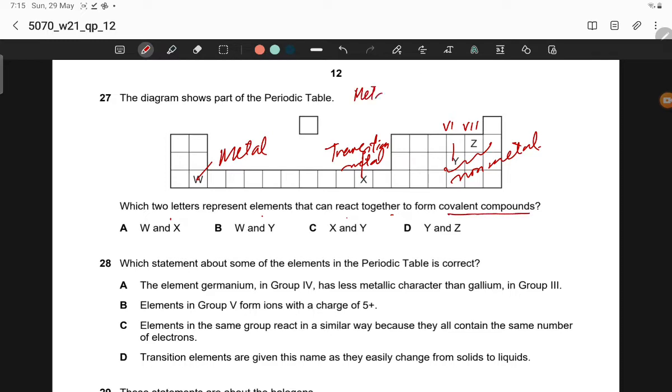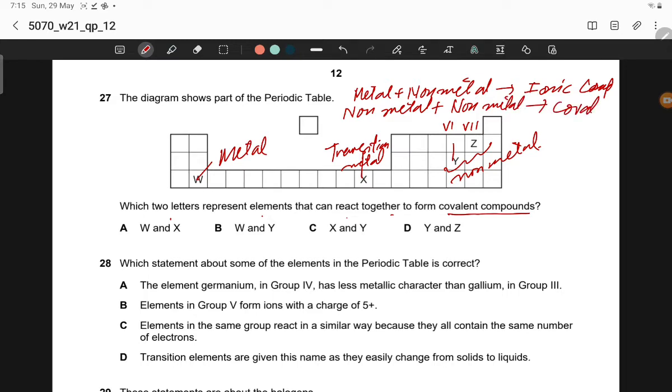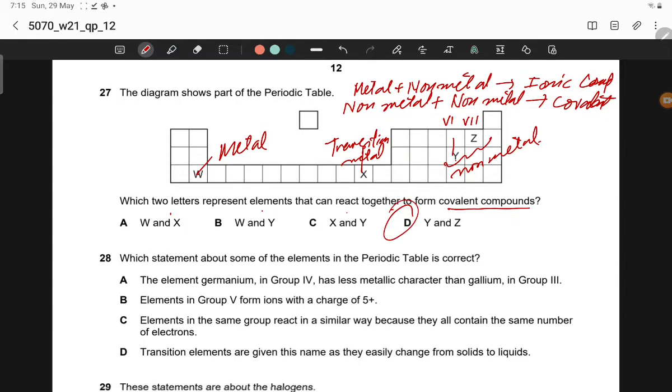Metal plus non-metal forms ionic compound, while non-metal plus non-metal forms covalent. So Y and Z is correct. D option must be correct.